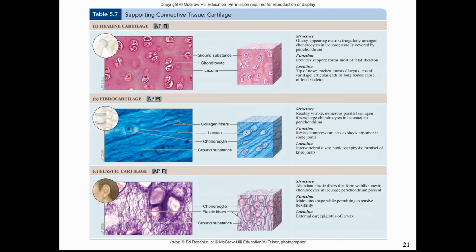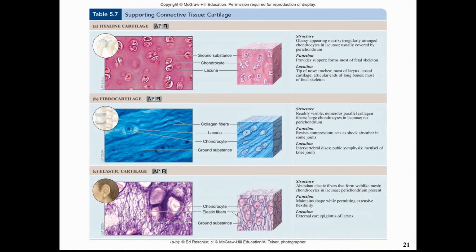Fibrocartilage is weight-bearing. It's very good at resisting compression. And as you look at it here in the microscope slide, there's lots and lots of fibers. We also have cells within lacunae, so you know you're in cartilage. Again, with all of the fibers, that's fibrocartilage. We find fibrocartilage in the intervertebral discs of the back, the pubic symphysis, and the meniscus of the knee.